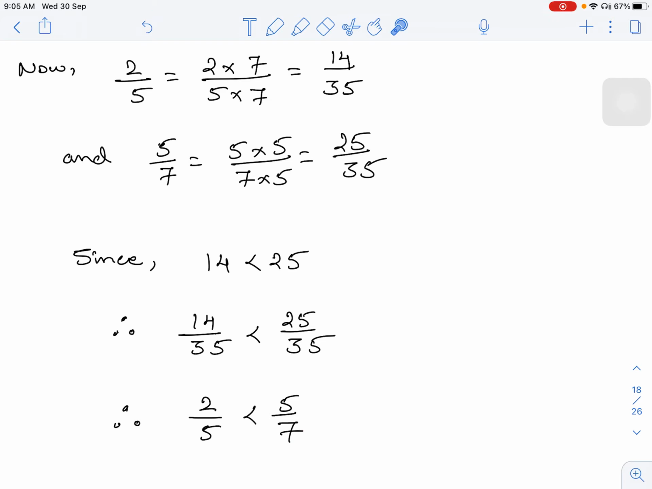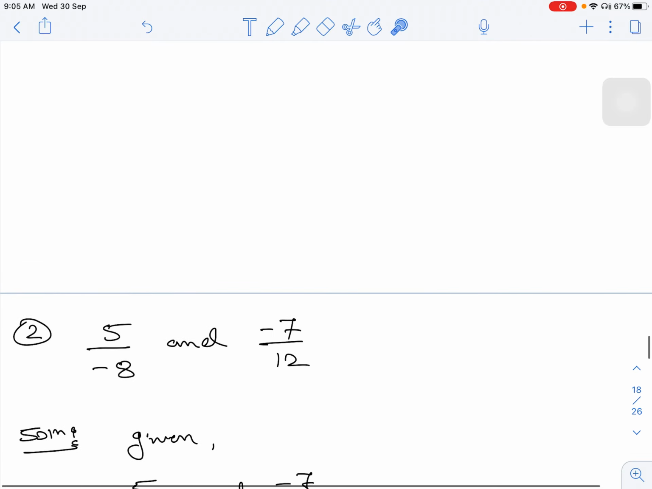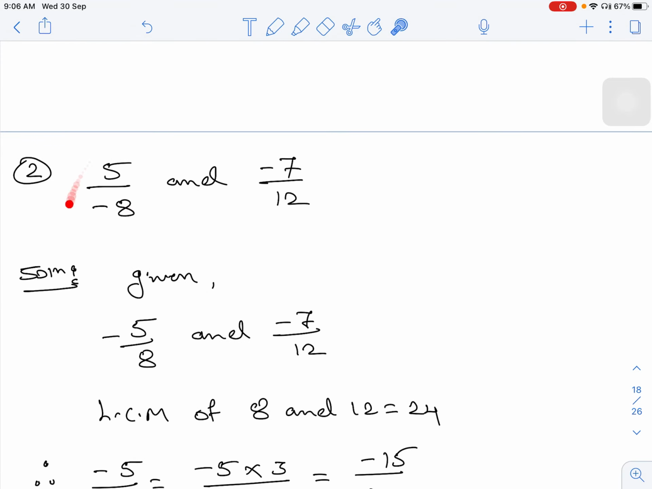Okay, let us consider one more example. Now, in this example, both the numbers are negative numbers. Okay, we have 5 upon minus 8 and minus 7 upon 12. Okay, now whenever we have negative numbers, it is better to write both the numbers in standard form. Okay, so when we write this number in standard form, this minus sign will come to the numerator and it will become minus 5 upon 8. And our next number is minus 7 upon 12.